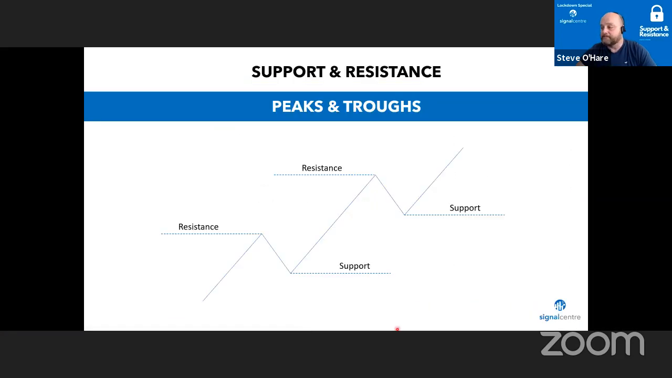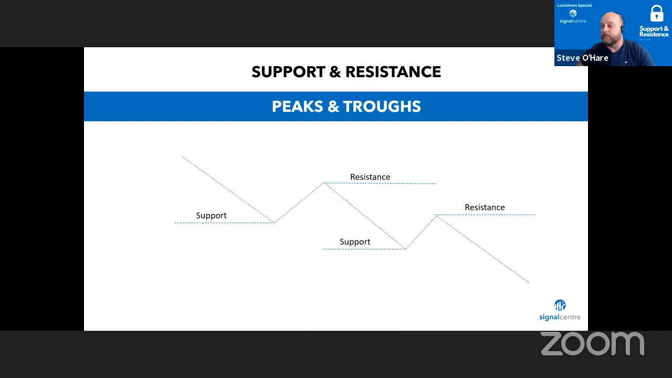Let's move that out of the way. Obviously, this is talking about an upward trending market. We have exactly the same in a downward trending market.